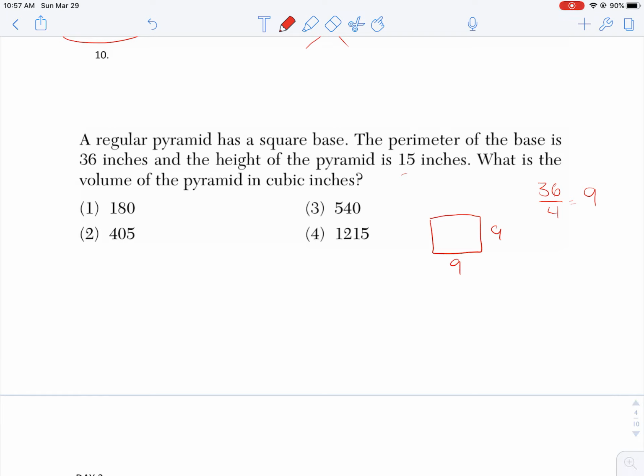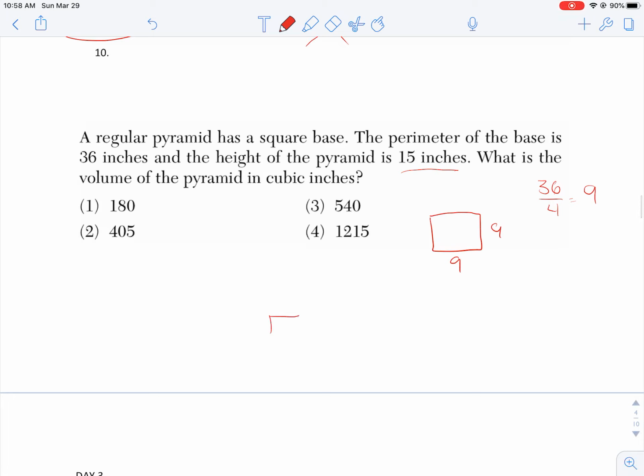All right. What is the volume of the pyramid? Oh, and it gives us a height of 15 inches. Okay. So it's not going to be a very great pyramid. I don't even know if I can draw one. I'll try. Okay. Not very good. But our height is 15 inches. So the volume of a regular pyramid is 1/3 big B times the height.